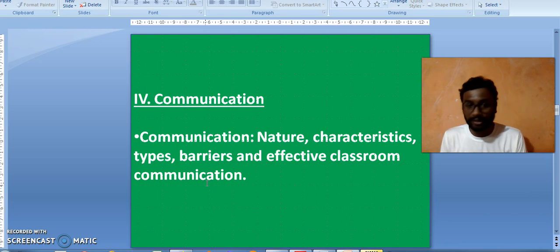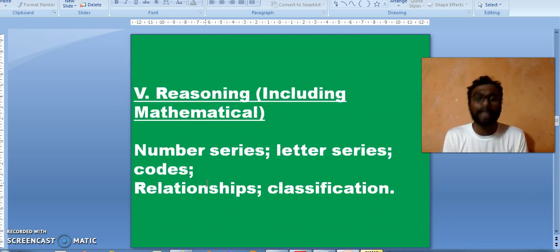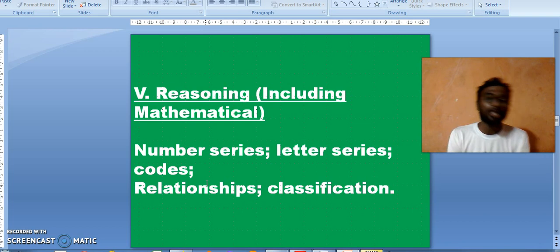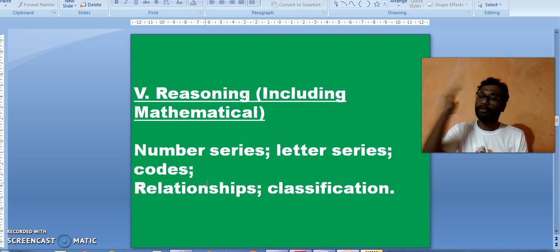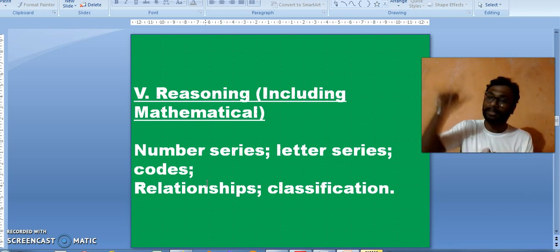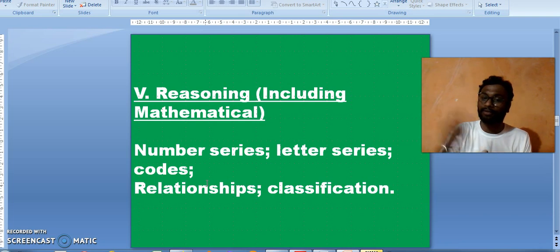Next, we have reasoning, including mathematical reasoning. Number series will be given, letter series will be given, codes will be given, relationships will be given, classification will be given. You people know the number series. We will give a series like 2, 4, 6, question mark, 10. The answer for the question mark will be 8. That kind of questions will be part of number series.